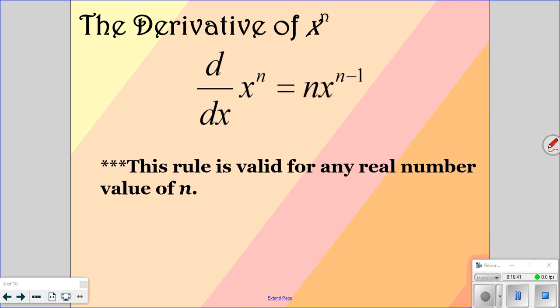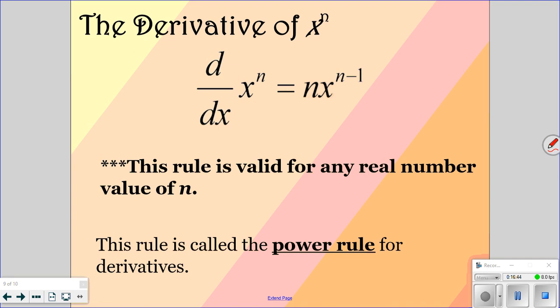Okay. So that's again called the power rule for derivatives, and it will become your friend when you learn it, because eventually it'll stop asking you to find the derivative using the definition of the derivative.